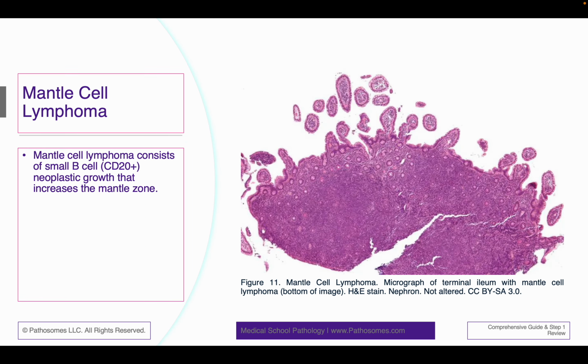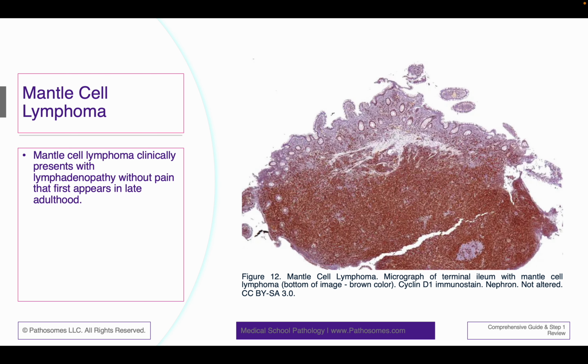Now here's an image of mantle cell lymphoma involving the terminal ileum. Mantle cell lymphoma consists of small B cells, which are CD20 positive, and it is a neoplastic growth that increases the mantle zone. Also, keep in mind that mantle cell lymphoma can be stained with cyclin D1 immunostain. Mantle cell lymphoma clinically presents with lymphadenopathy that is painless, and it's usually present in adults.